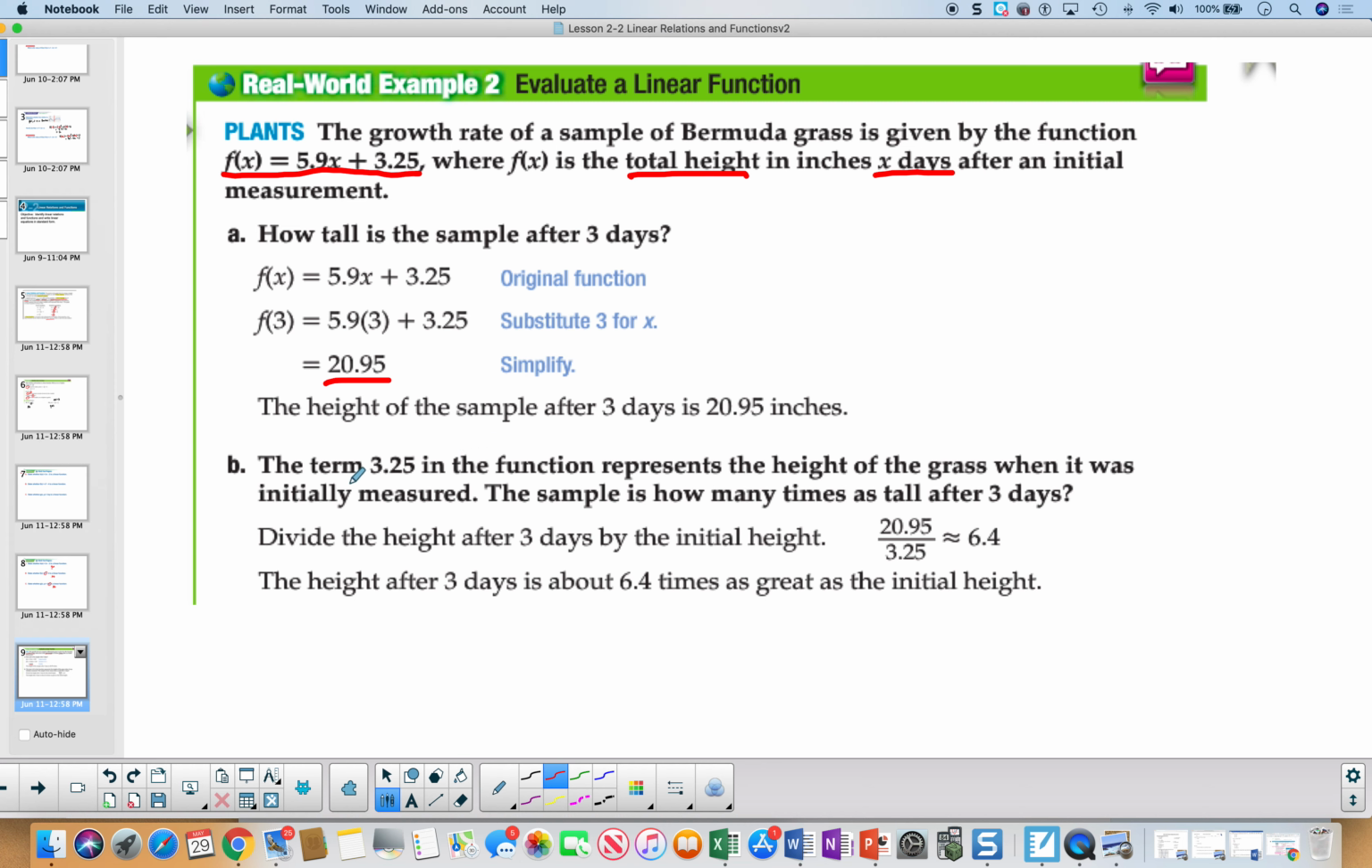Okay, now it asks us, the term 3.25 represents the height of the grass when it is initially measured. In other words, if we were to put a 0 in here at the initial time, the grass starts off at being 3.25 before we watch it grow. So the sample is how many times as tall after 3 days? So we want to take 20.95, divide it by what we started at in the beginning, and we can see it's grown 6.4 times as much.